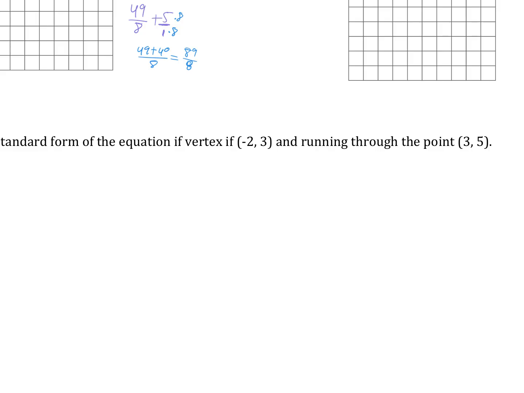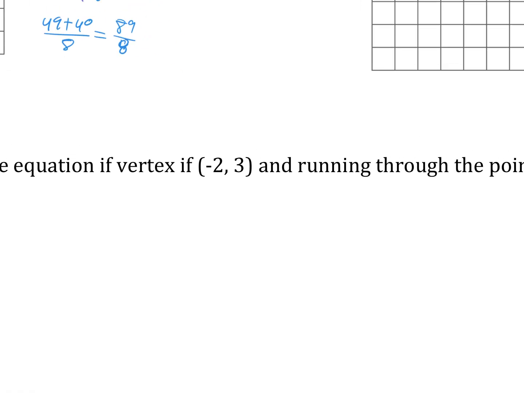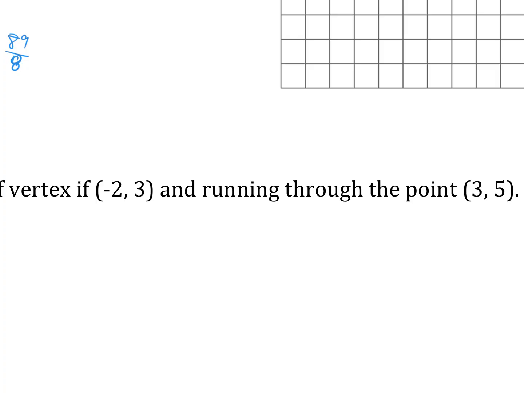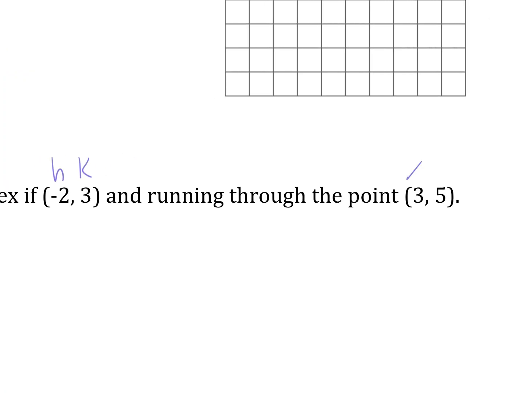All right, so lastly, to find the equation in standard form, if you're given a vertex and you're given a point, right? We did this in the beginning of yesterday's class. Does anyone remember how to start it? Plug everything in, right? I have a vertex. What letters do those represent? H and K. And then I have a point, 3, 5. I'm just going to call that X and Y.